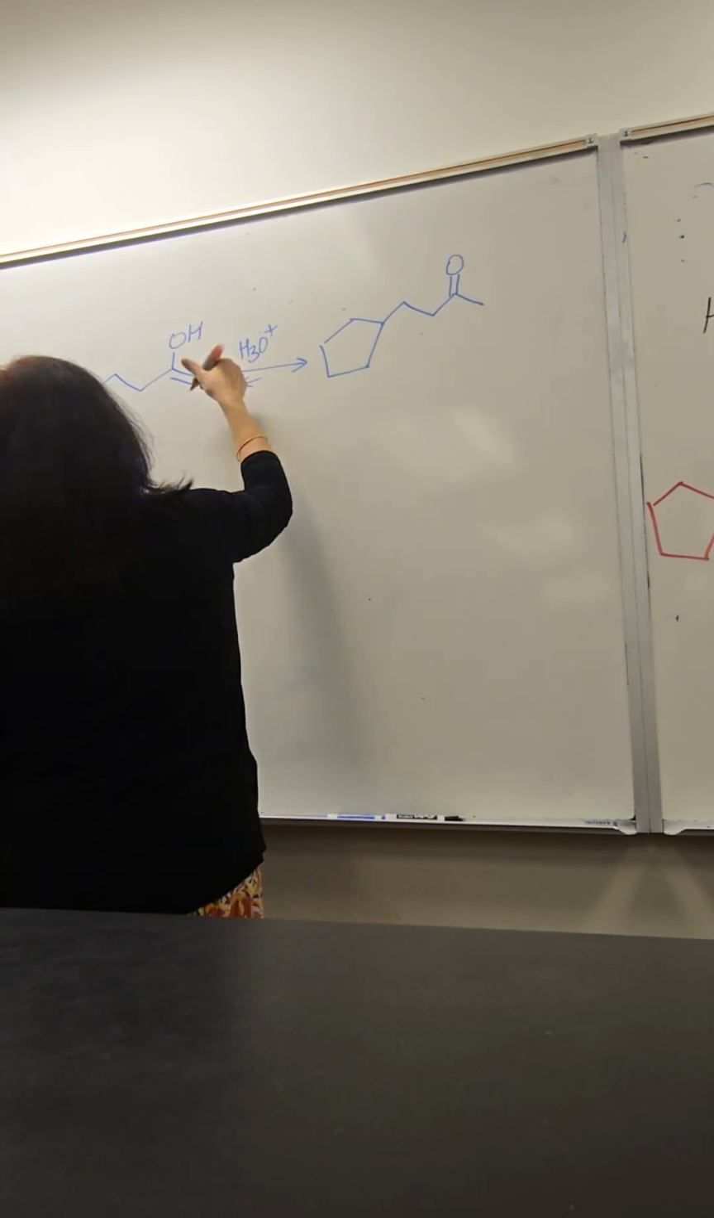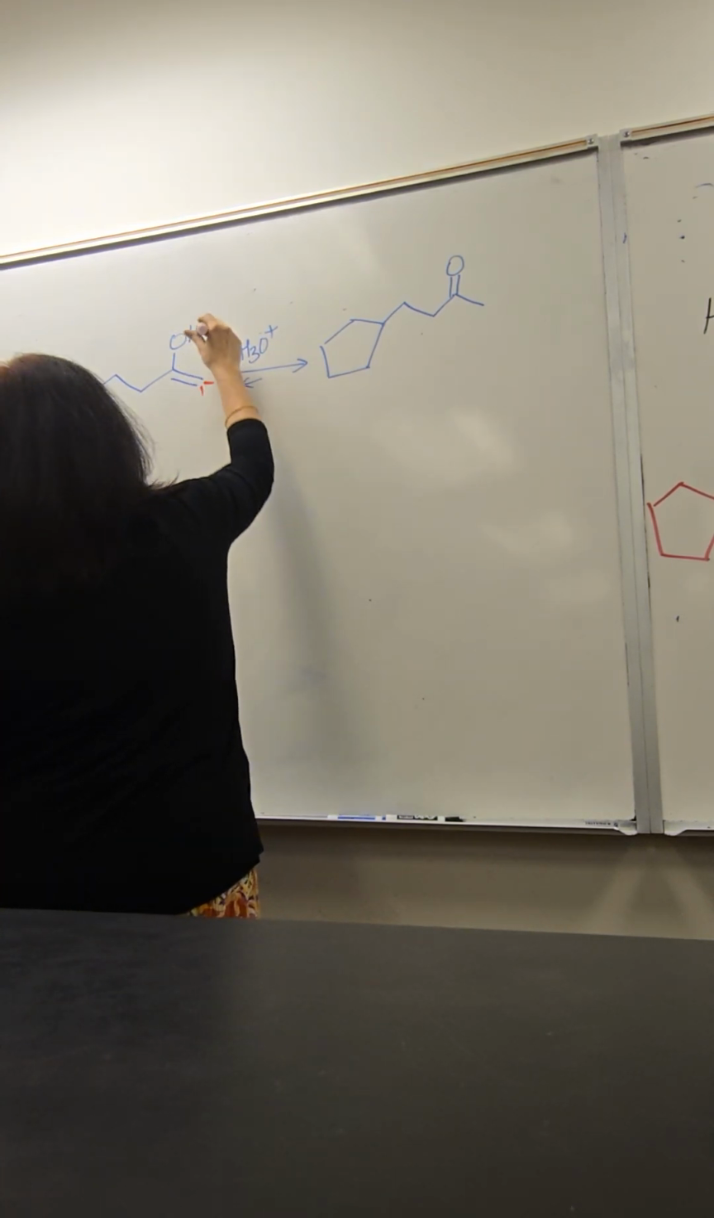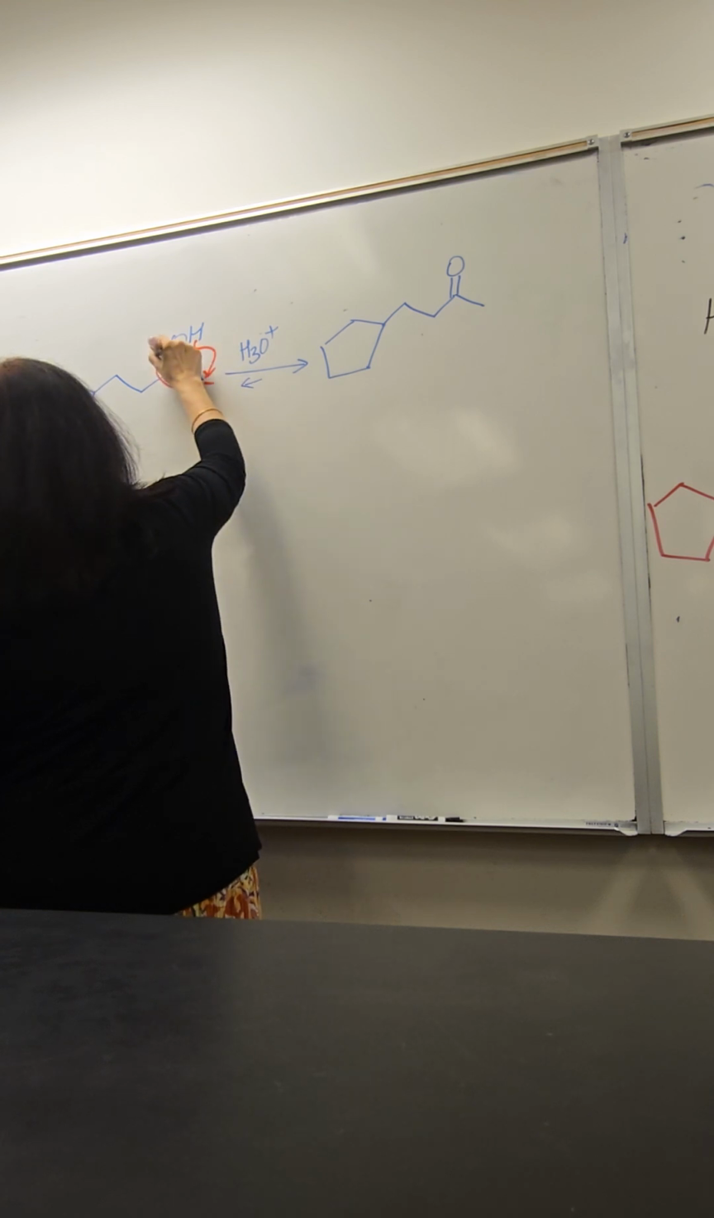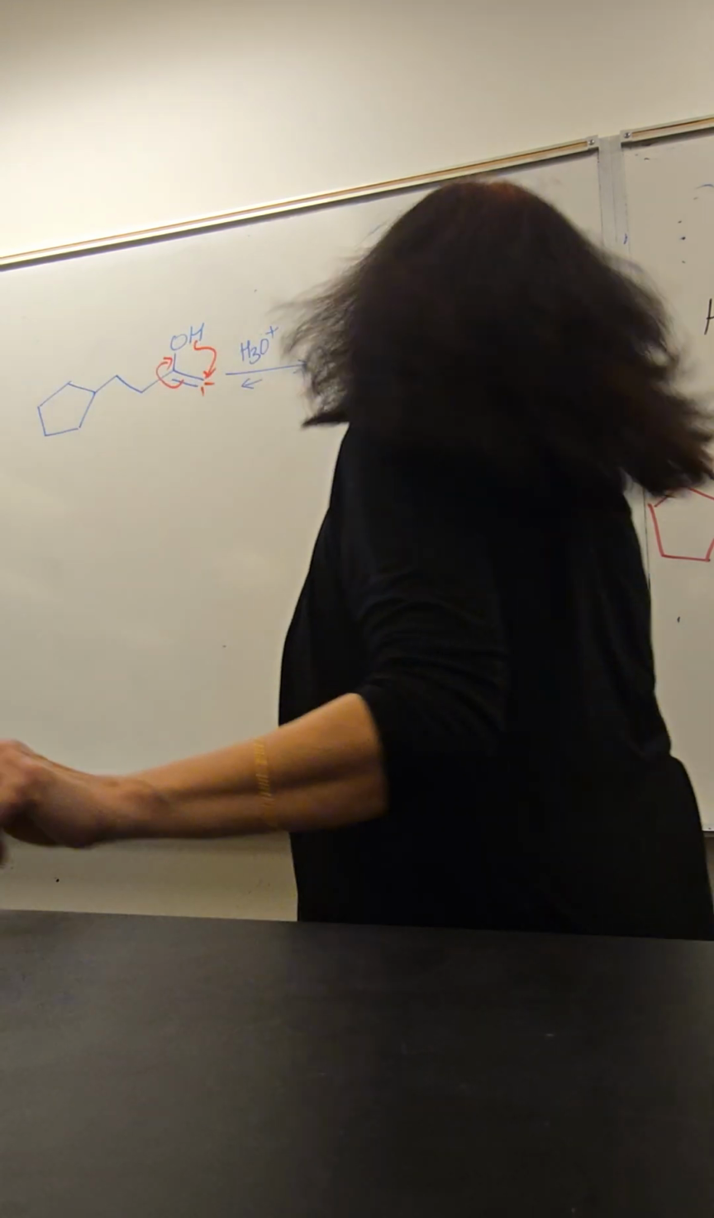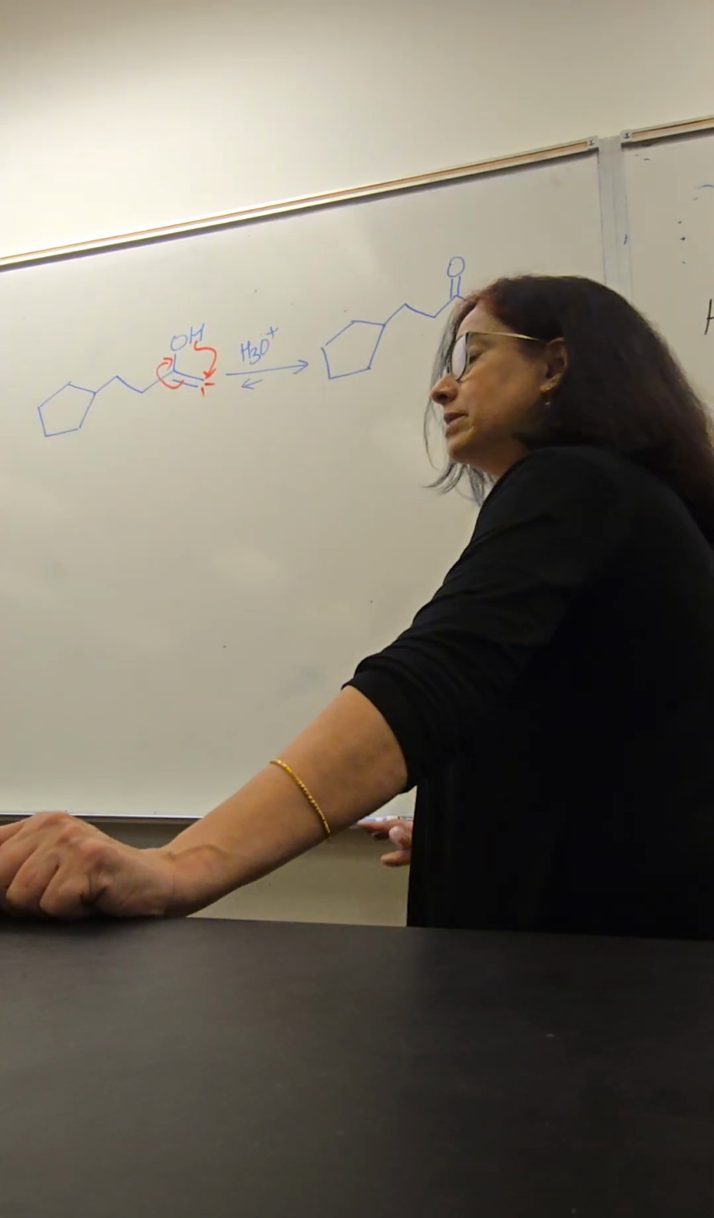So there are already 2 hydrogens, right? 1, 2. This also comes here and the pi bond goes there. So that's how it could be 3 hydrogens. Exactly. Makes sense?